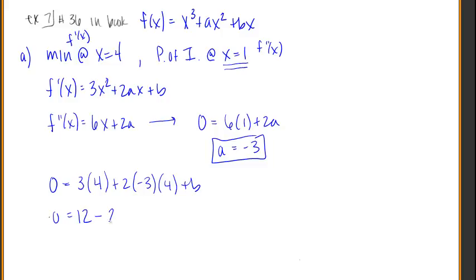24 plus b, and that'll give us, oh wait, real quick, I just caught myself. That should be a 4 squared. Okay, that's going to make a little bit of a difference. 3 times 4 squared minus 6, so minus 24 plus b. Okay, a little bit of difference there.